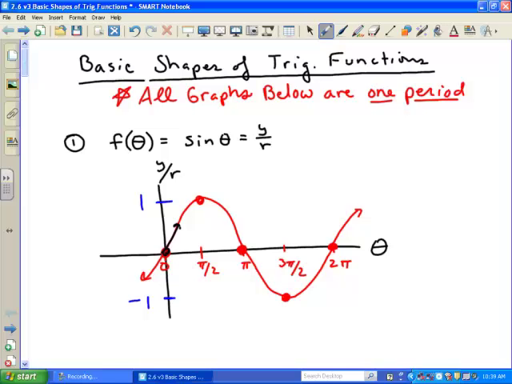After that, I would know basically for free what my other values are. I've gone up to 1, so I now know it's time to bounce back down to 0 at the next quarter point, bounce back to -1 at the next quarter point, and then come back up to 0 at the last quarter point. Memorize this graph, understand it, but memorize it as far as the shape.